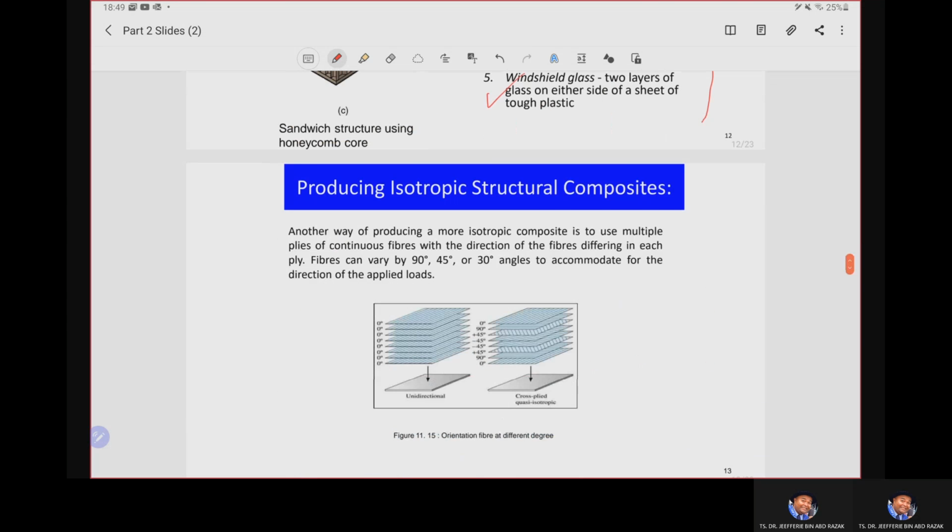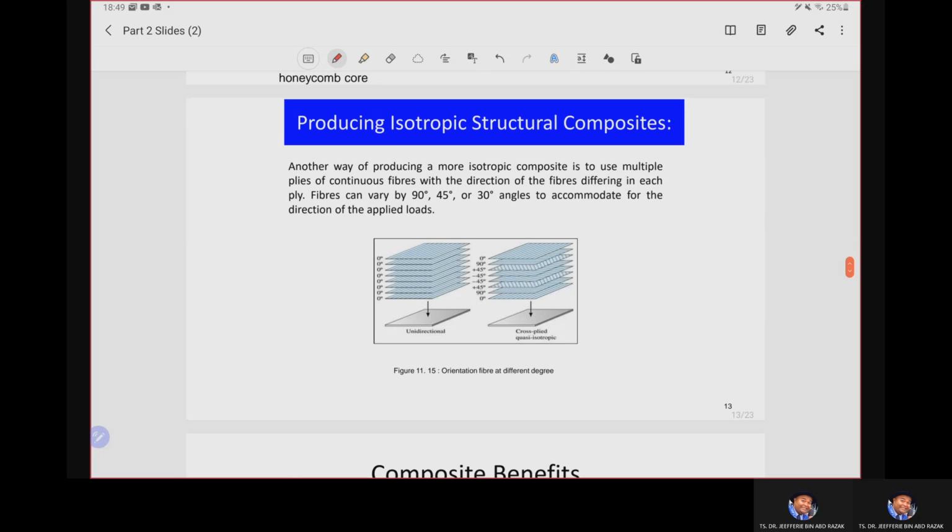So similar to fiber reinforced composite, in composite design we always look for balanced isotropic properties to ensure the strength of the composite is equal in any direction. Hence, for the structural composite, it is also the same. A more isotropic composite is produced by using multiple plies of continuous fibers. Consider one ply to another ply.